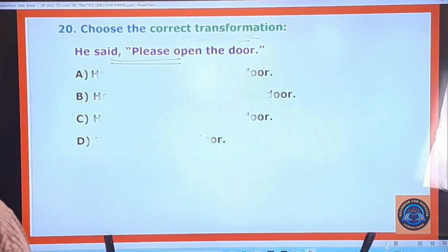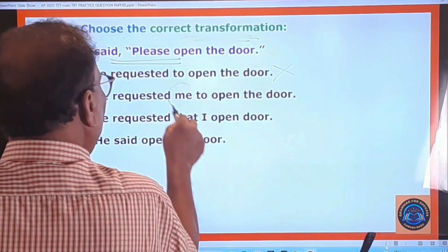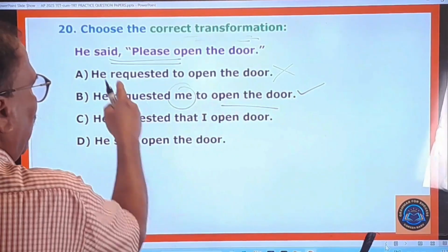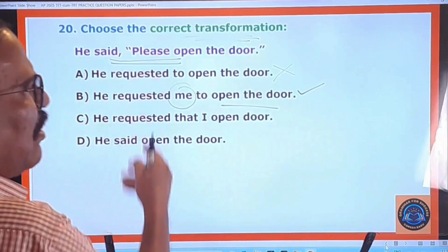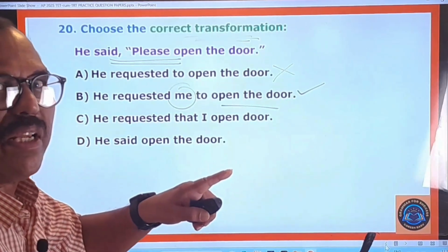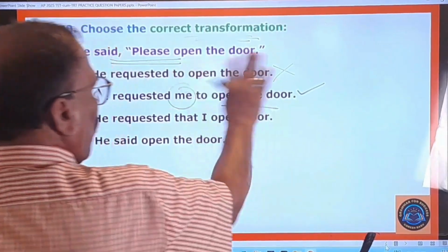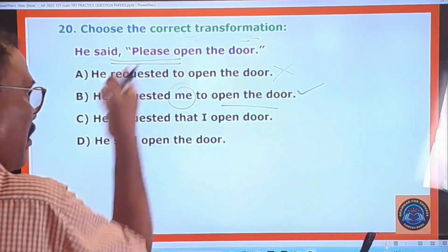You just pay attention. He requested to open the door, no. He requested me to open the door. This is the right one. Here, he requested, to whom did he request? That thing is not there. He requested. Whom did he request? That is not there, and therefore he requested to open the door is not the right one. But here, he requested me.